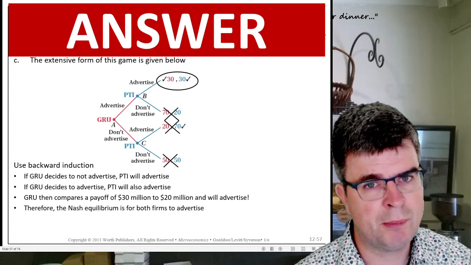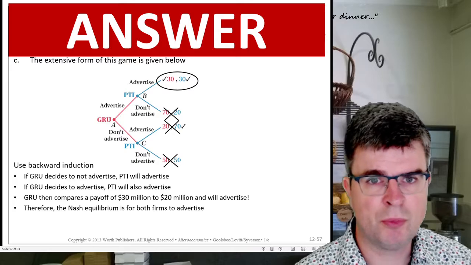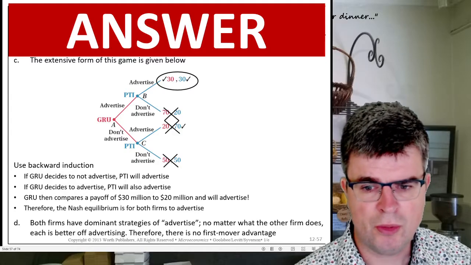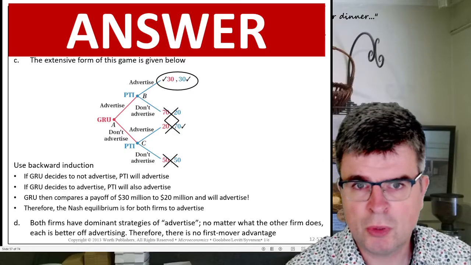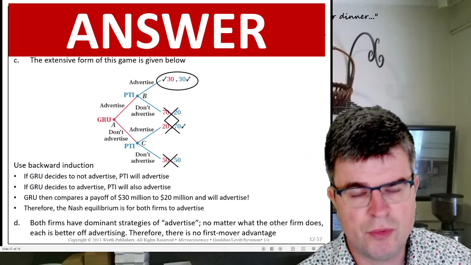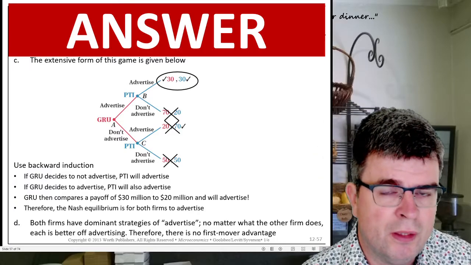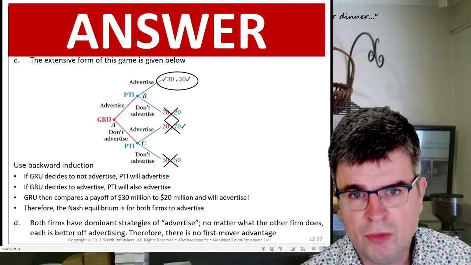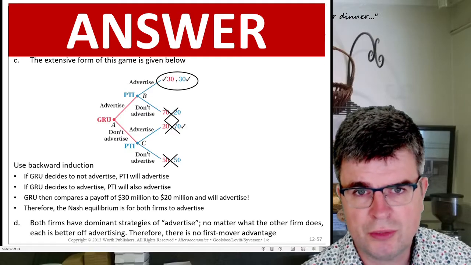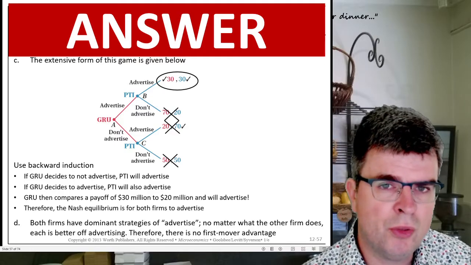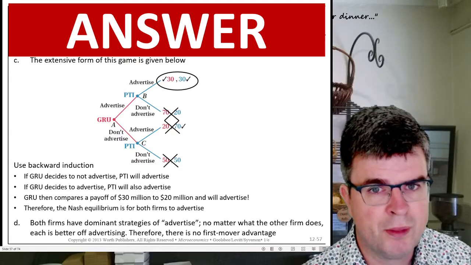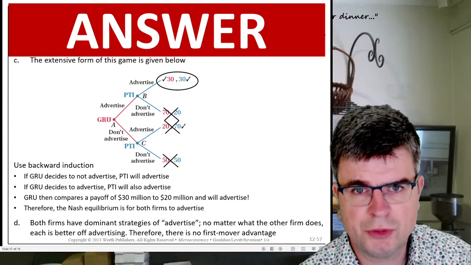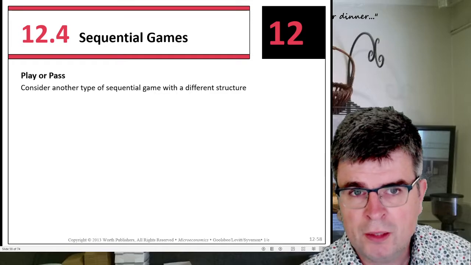Of course, this equilibrium is the same as the Nash equilibrium of the one-shot game, where we also observed that the equilibrium was to advertise. This is because both firms in this game have a dominant strategy to advertise. So they don't respond at all to what the other firm does. Even if you observe what the other firm does, it doesn't change your strategy to advertise. And there's no first mover advantage to GRU. It gets 30 just as in the simultaneous move one-shot game. And that completes the question.